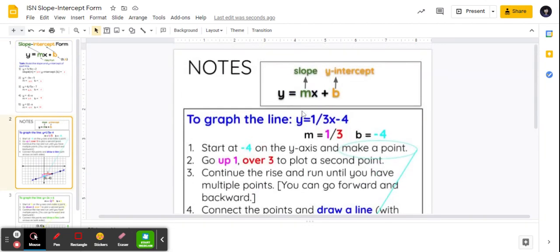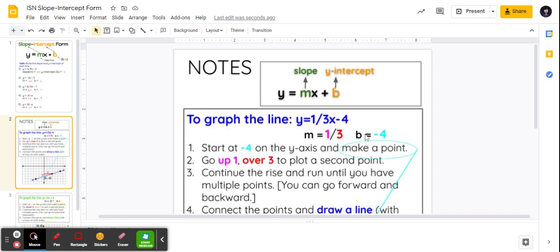So I've done this next one for you, but I'm going to go through it and read it through with you, the steps on how to do it to make sure that it makes sense to you. So to graph this line, y equals 1/3 x minus 4, the first thing I need to do is figure out what my slope is and what my y-intercept is. So my slope is my m, that's in front of the x, it's 1/3. My y-intercept is the b value, which is at the end, which is negative 4.